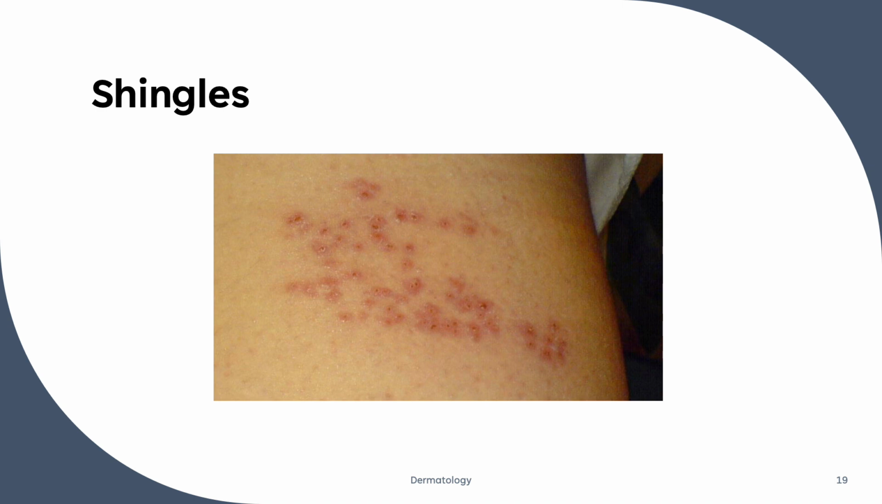Now let's move on and talk about shingles, also known as herpes zoster, which is a viral infection that affects many individuals, particularly older adults. It is caused by the reactivation of the varicella zoster virus, the same virus that causes chickenpox. After a person recovers from chickenpox, the virus remains dormant in the nervous system and can reactivate later in life.